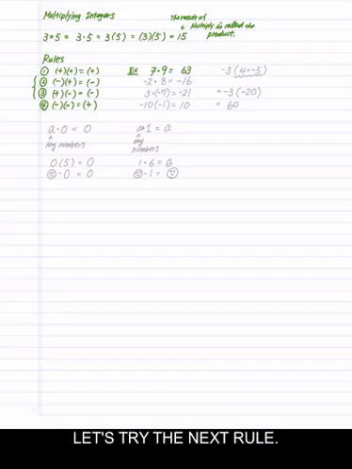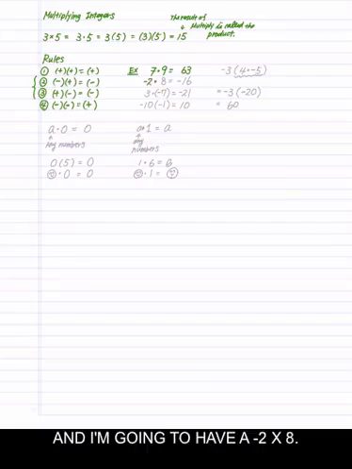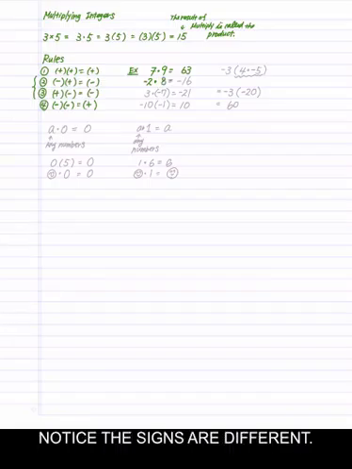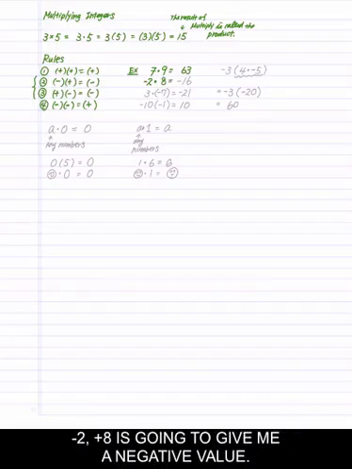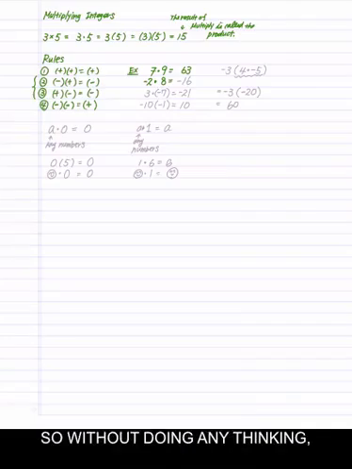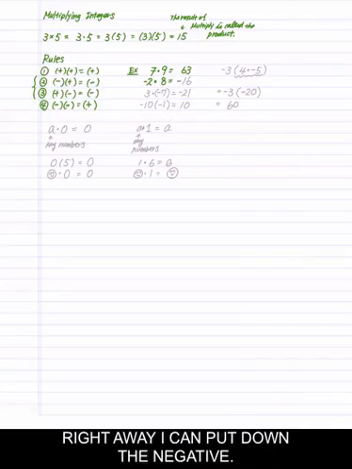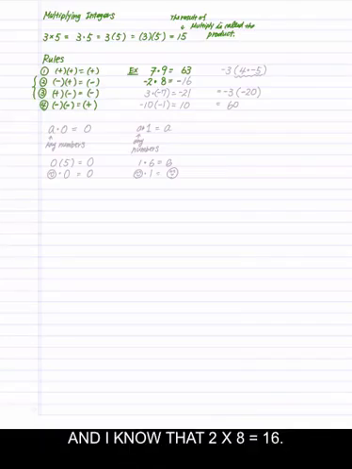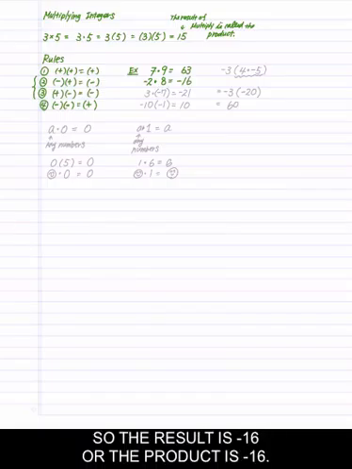Let's try the next rule, and I'm going to have a negative 2 times 8. Notice the signs are different. Negative 2, positive 8 is going to give me a negative value, so without doing any thinking, right away I can put down the negative, and I know that 2 times 8 is 16. So the result is negative 16, or the product is negative 16. Next example.